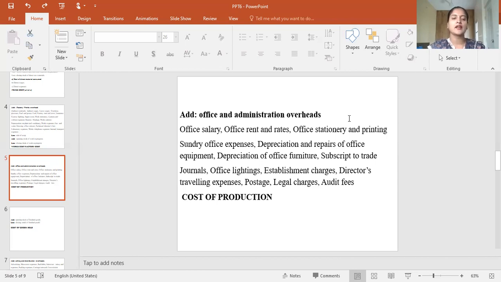So those expenses should be taken into the office only. And next is office rental rates.